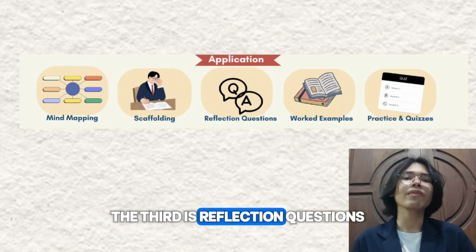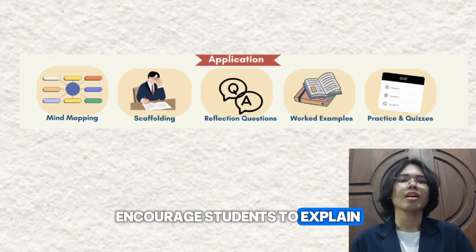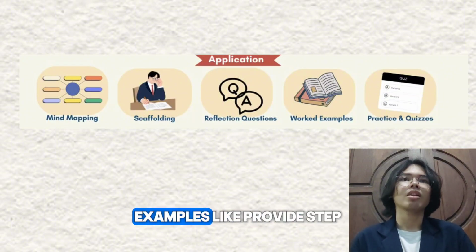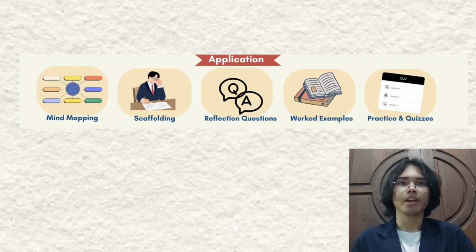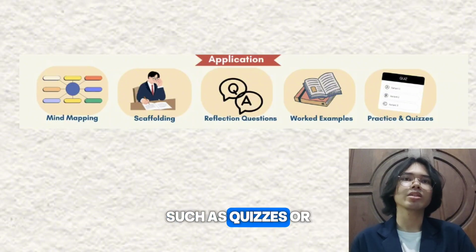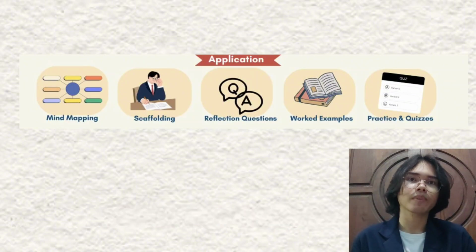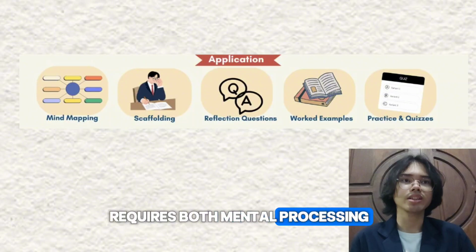The third is reflection questions. Encourage students to explain their thinking. And then worked examples, which provide step-by-step problem-solving guidance. And last, retrieval practice, such as quizzes or discussions to strengthen memory. These strategies show that effective learning requires both mental processing and structured guidance.